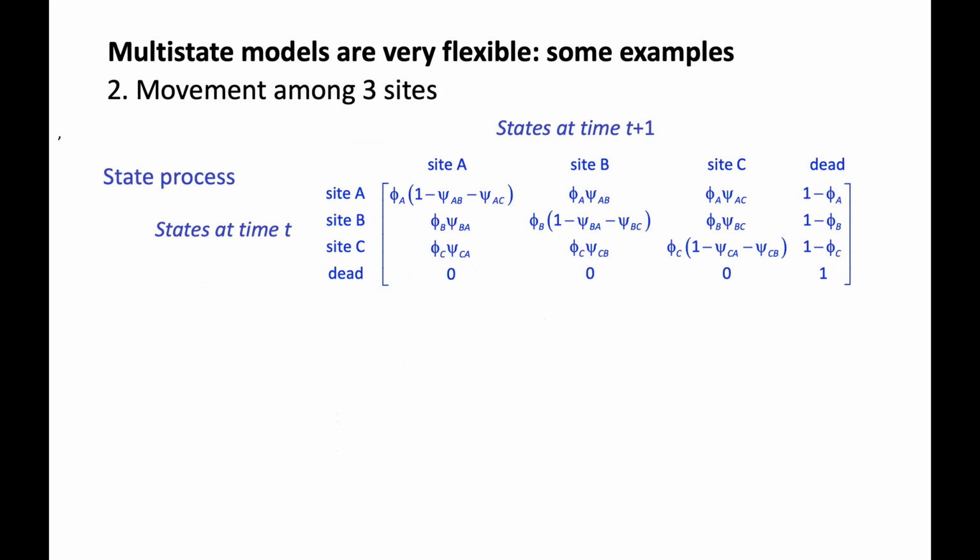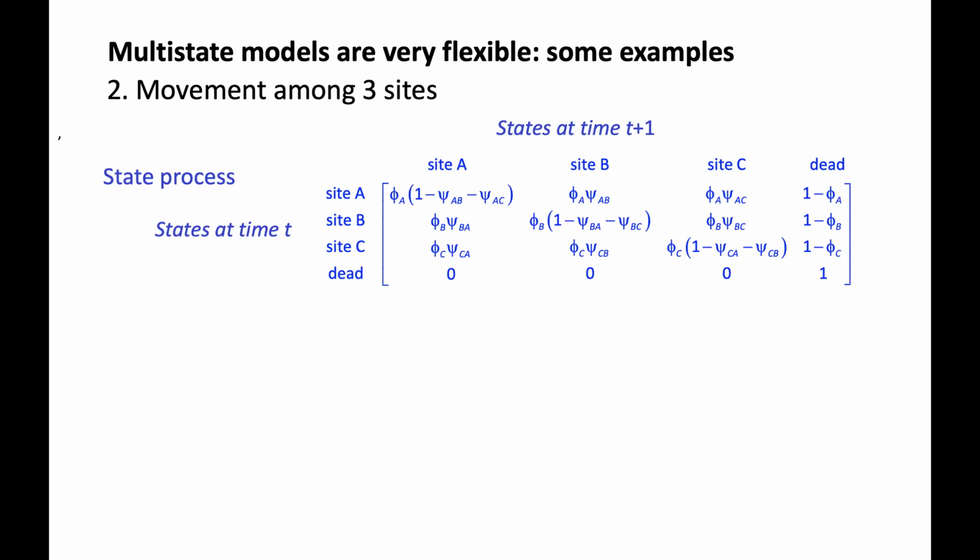So far what we've used is only two alive states, A or B, and the dead state, so 3 states, but there were just 2 alive states. Obviously, it's not limited to that. We can extend that to more than 2 alive states, for example, three sites. And you might want to investigate dispersal among those 3 sites.